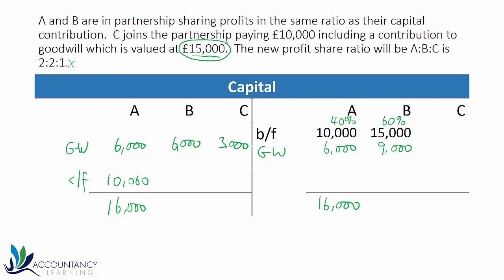Okay, well, what about partner B? So partner B, we've got a total of 24,000.